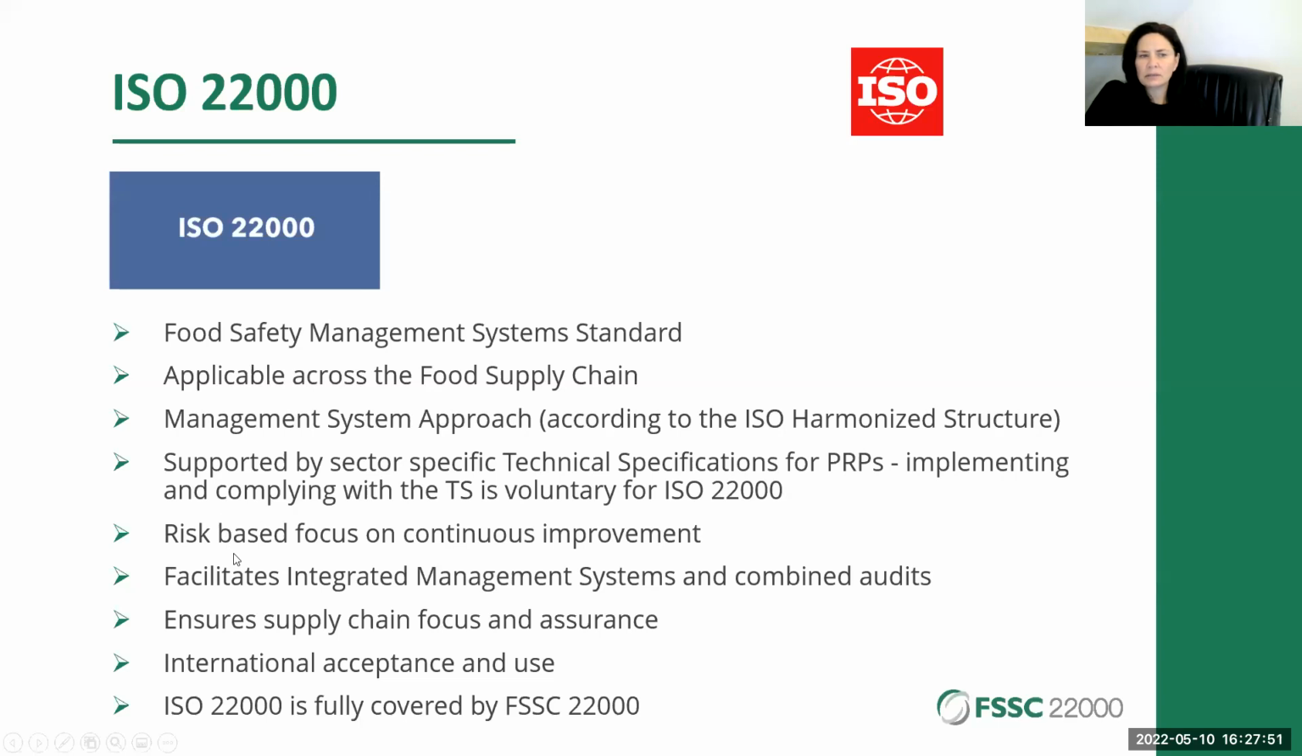Another key element of ISO 22000 is that it is a risk-based approach, but also that it has a focus on continuous improvement. So those of you who are familiar with ISO terminology, the continuous improvement focuses on the plan, do, check, act cycle, and how do you make sure that if you have a correction in your system, you do a proper root cause analysis and you prevent reoccurrence, but with the drive of continuous improvement.